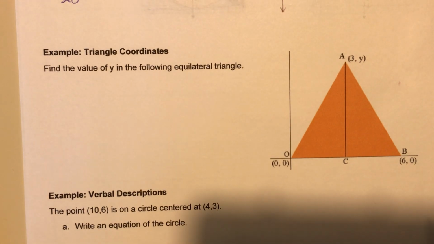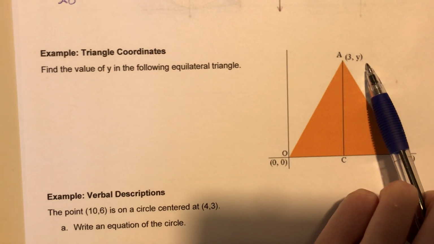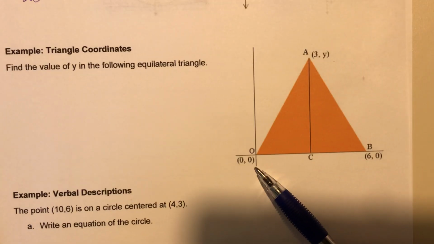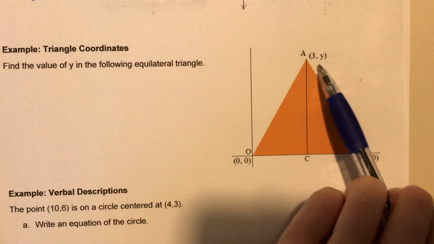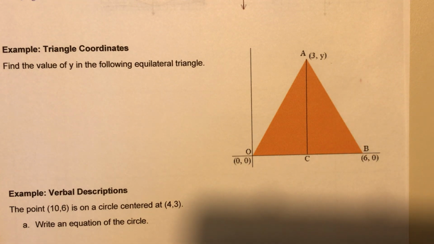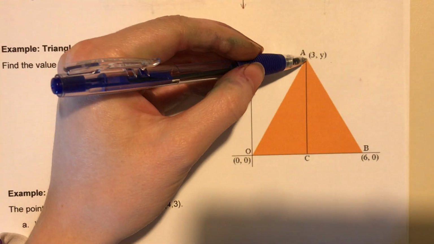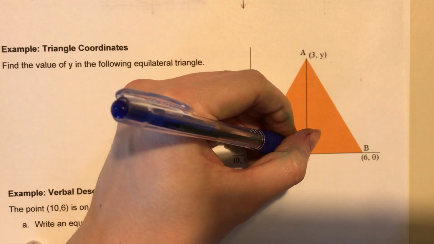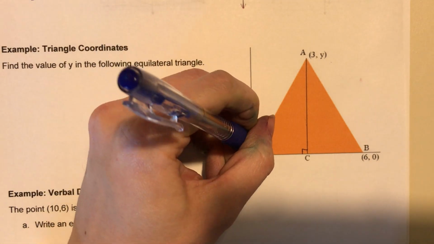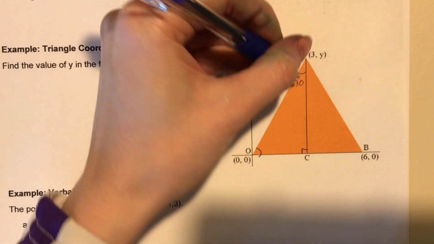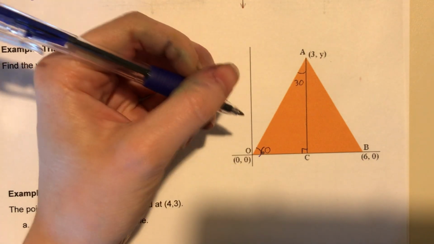Find the value of y in the following equilateral triangle. We have all the other stuff. We've got 0, 0, 6, 0, and then 3, y. We could do a whole bunch of algebraic manipulation with slope and altitude to figure out what this coordinate is. Or we can use what we know about equilateral triangles. If you take an equilateral triangle and you draw a line halfway through it, you might remember this, we get a 30, 60, 90 triangle.